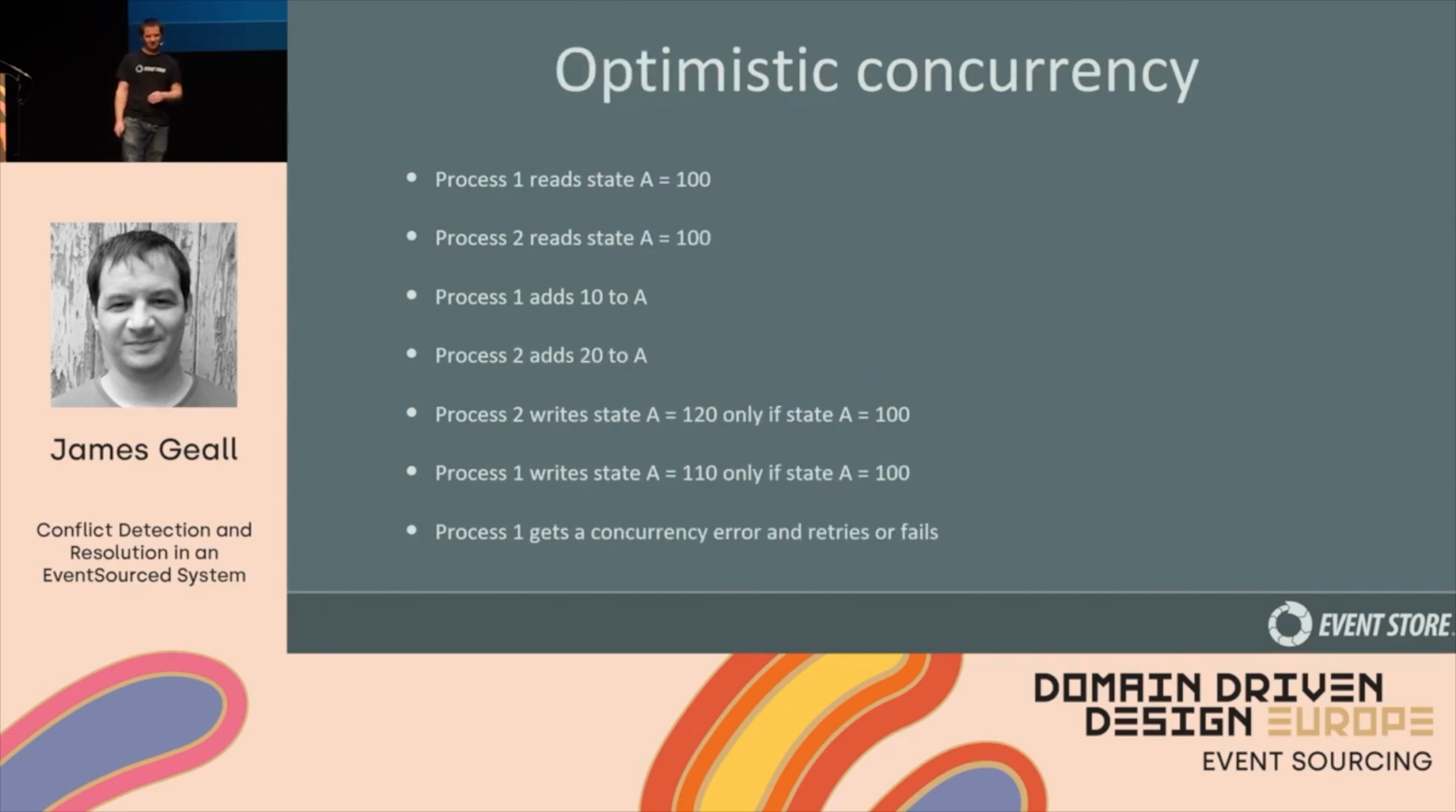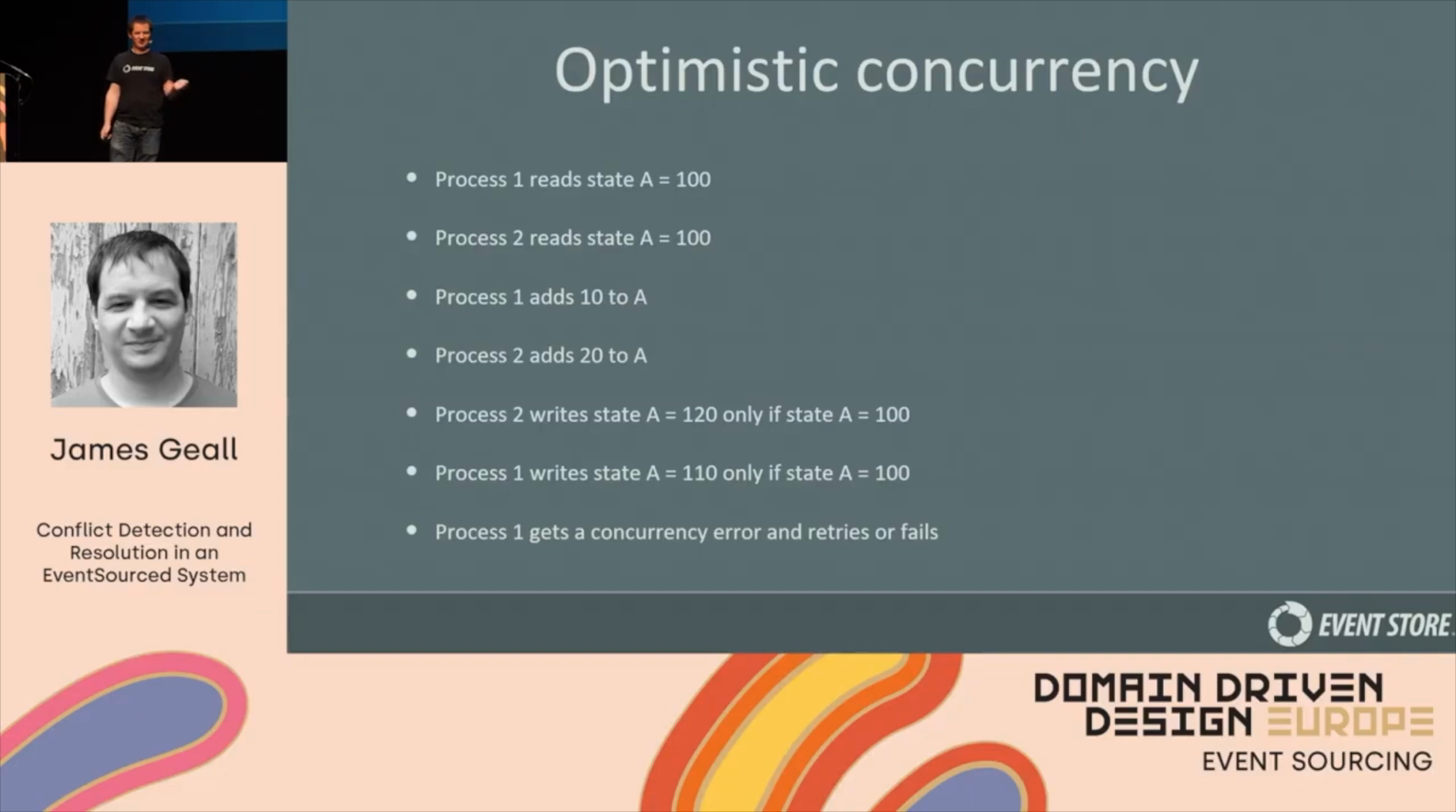Optimistic concurrency. Both of them read the same state again. They don't take a lock. They both add, as before, with no concurrency controls, 10 and 20 respectively, to the state. Then process 2 writes state A to 120, only if it hasn't changed. Process 1 writes state A only if it hasn't changed. If process 2 did it first, it has changed, so you get a concurrency error, and you either have to retry or fail. And how you deal with that is often fairly interesting in most applications.